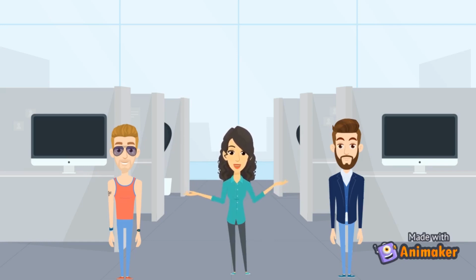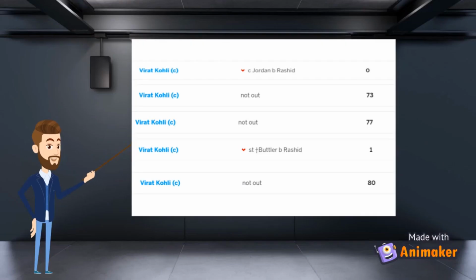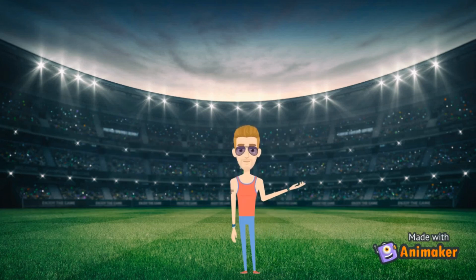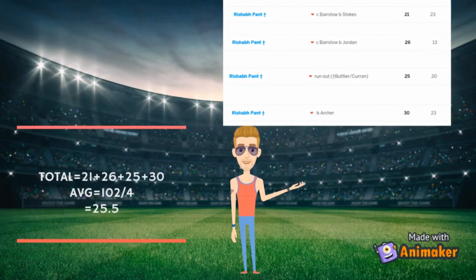Let's calculate the average of them using the general method. Let's see my scorecard. These are the runs that I scored in the last 5 matches. Now tell me what's my average. Let's calculate. Total is 231, so the average will be 231 divided by 5 equals 46.2. Let's see my scorecard. Total is 102, so the average is 102 divided by 4 equals 25.5.